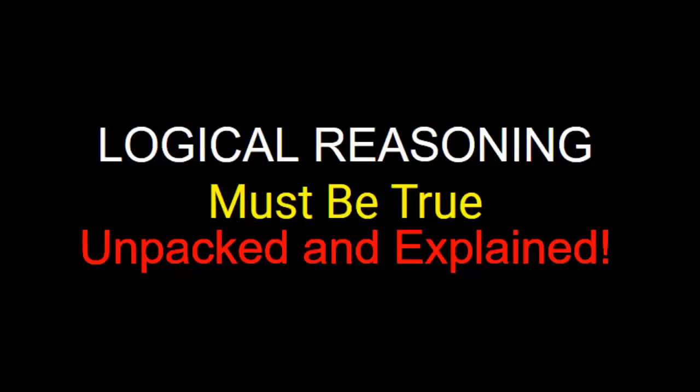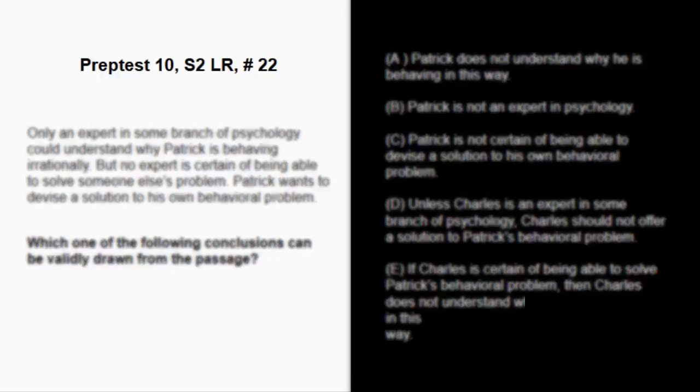In this tutorial, we're going to cover must be true, and this is going to be the strong variety, okay? And I'll show you how you can distinguish the difference between a strong and a soft or a weak must be true. All right, so let's get started. You can find this on Preptest 10, Section 2. When I refer to Section 2, I'm referring to the second part of the logical reasoning in the test, okay, on the LSAT. Logical reasoning number 22.